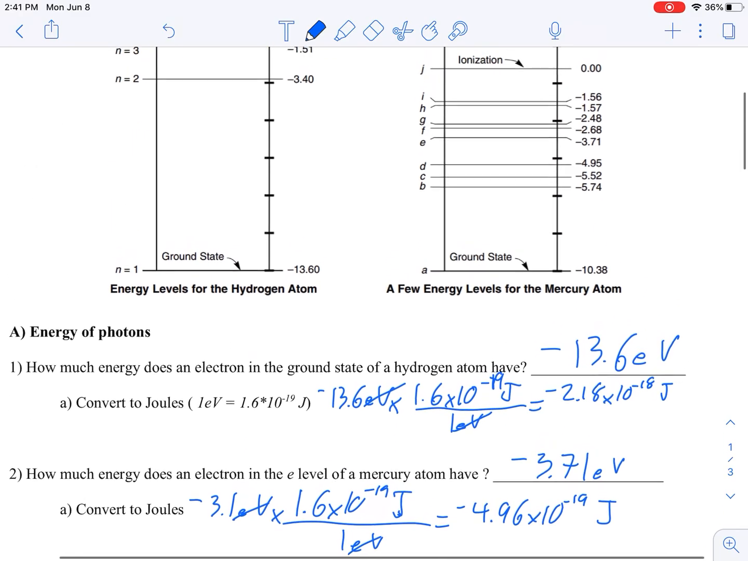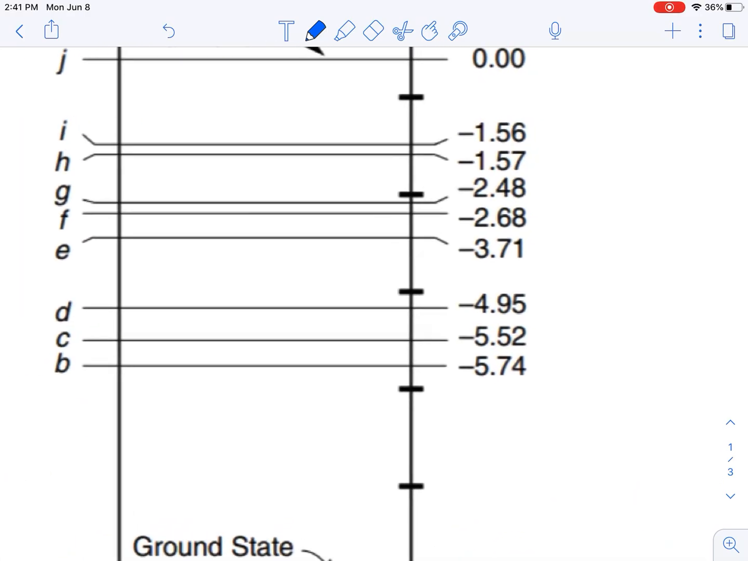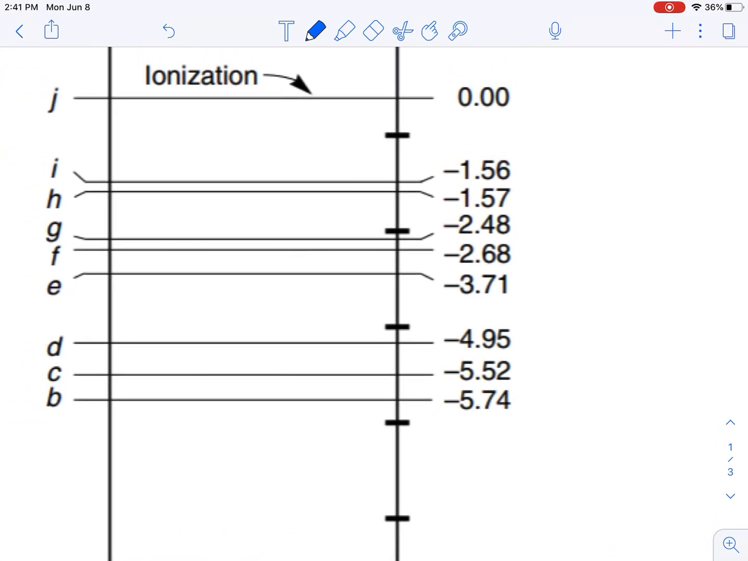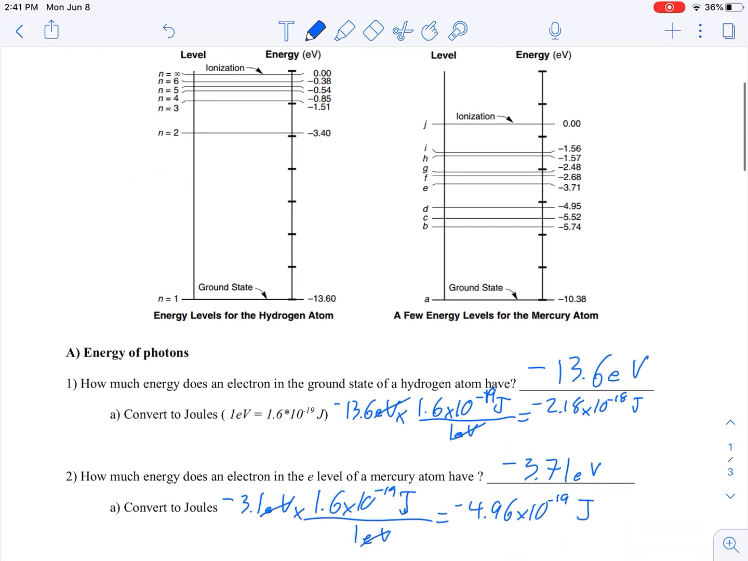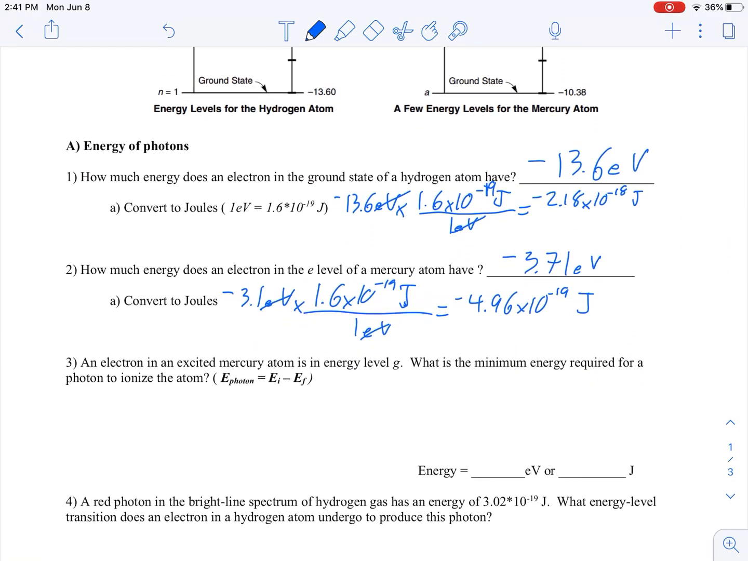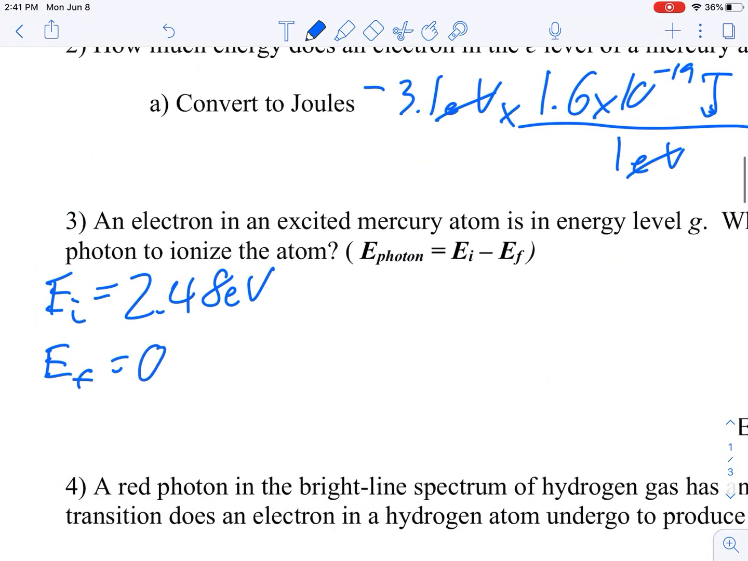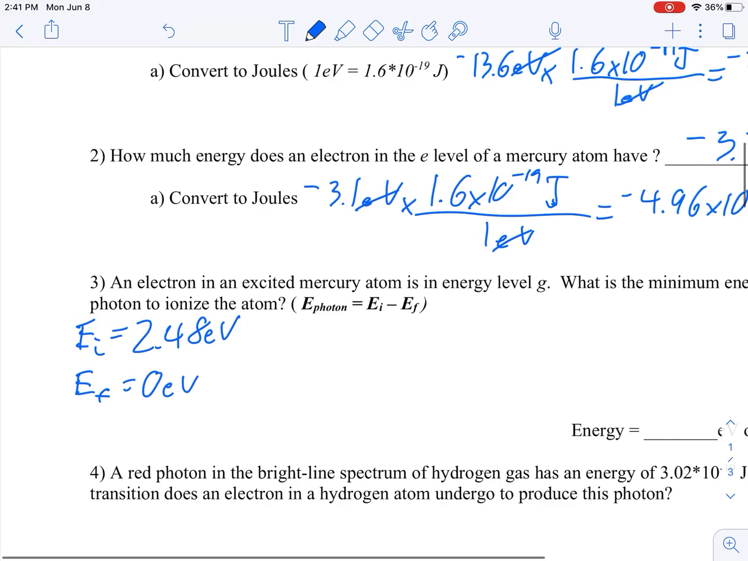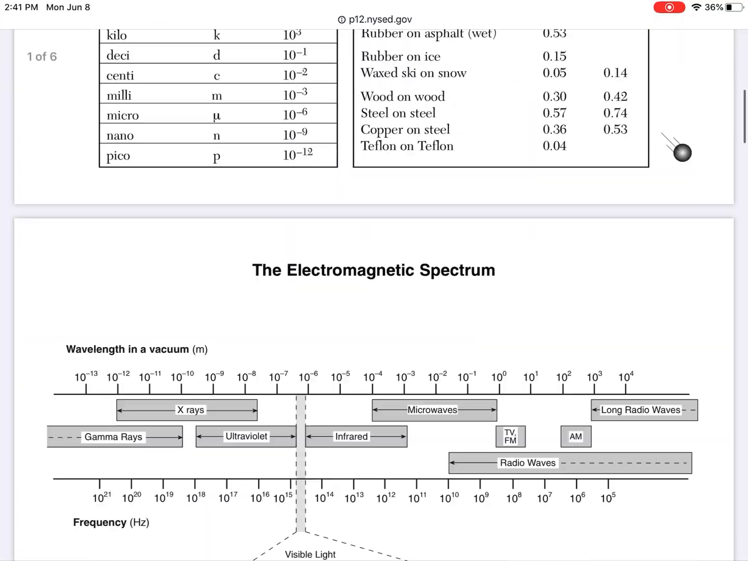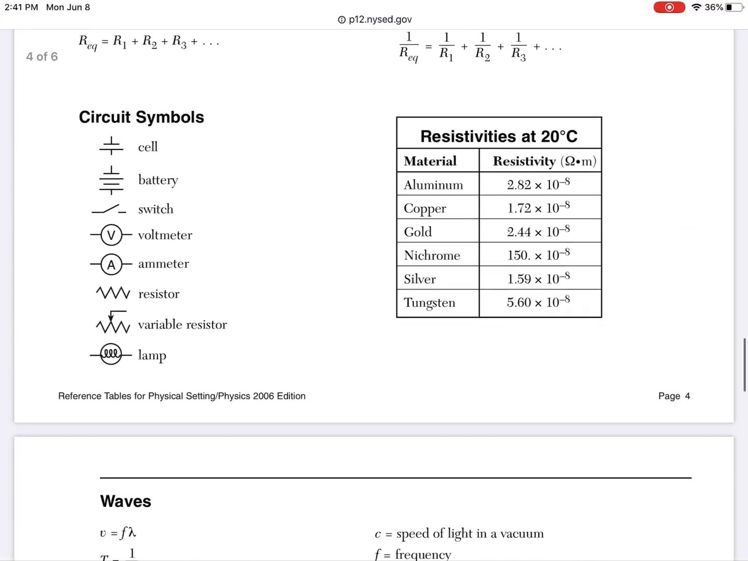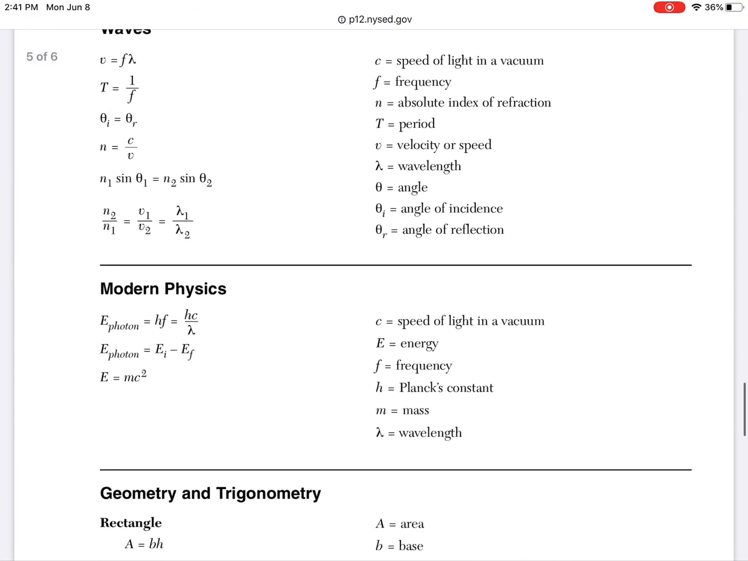First off, energy level G looks like negative 2.48 electron volts, right? So that's going to be our initial energy, 2.48 electron volts. Now our final energy, if we ionize it, is 0. Just to show you, this equation is on our reference table, in the modern physics section. Energy of the photon is equal to the initial energy minus the final energy.